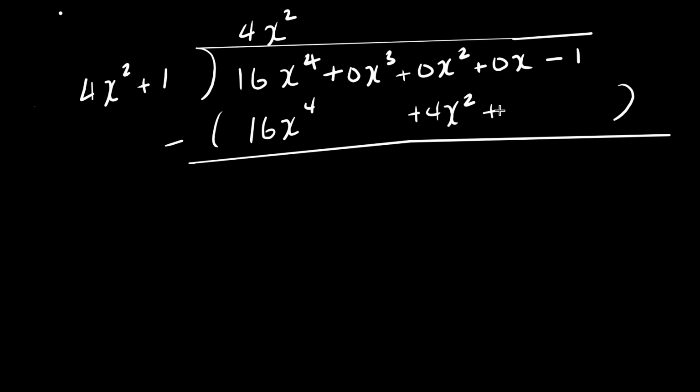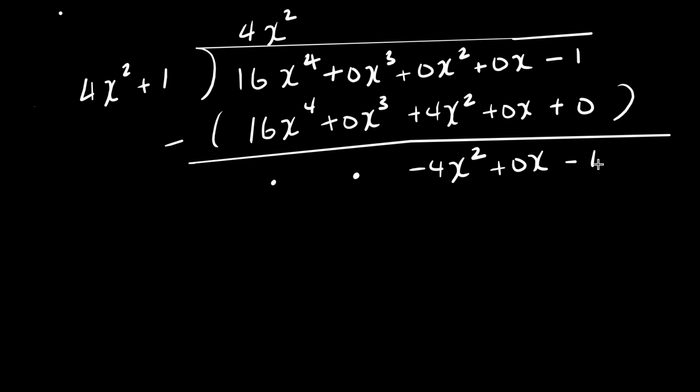And for everything else, we put a placeholder so that we can subtract in line as we have before. So 16x to the fourth minus 16x to the fourth gives us 0. 0x cubed minus 0x cubed gives us 0. 0x squared minus 4x squared gives us minus 4x squared. 0x minus 0x gives us 0x. And -1 minus 0 gives us -1.